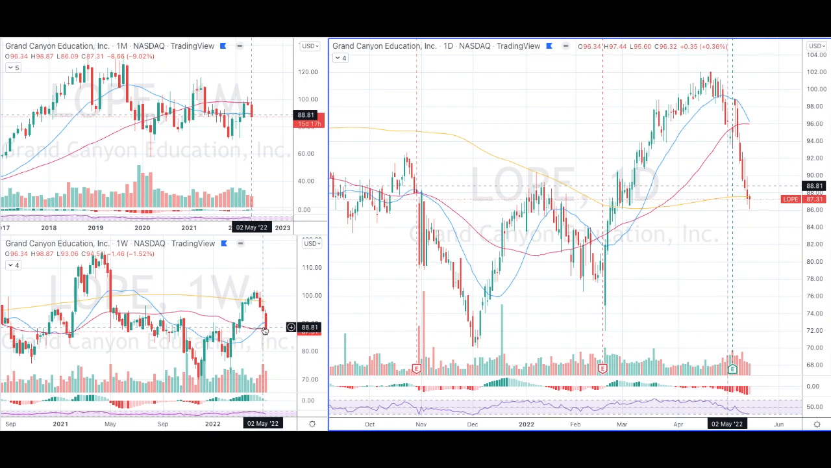So I think what I'm going to do is look to see how this week's bar closes on the weekly chart and determine if we can get an entry based on the weekly chart's highs and lows of this week's bar. So we'll see what happens on LOPE.